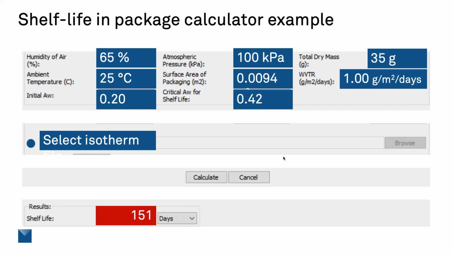But let's say that's not quite where you're hoping for. Maybe you're hoping for this granola to last a whole year. So how do we figure that out? What can we change? And in this case, it's really easy. What we would change is the water vapor transmission rate. So we can use this to determine what kind of packaging will give us the shelf life we need.